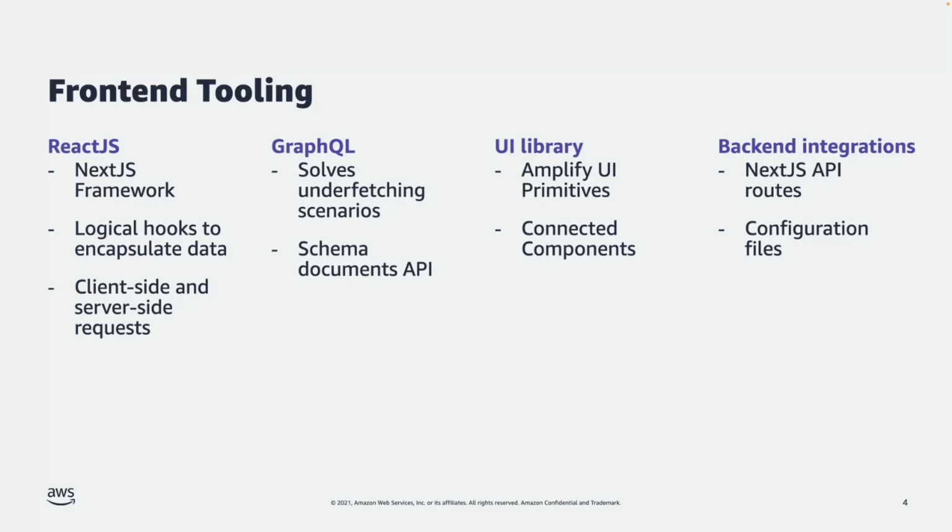Now, moving on from there, we have our UI library. Front-end developers oftentimes don't want to have to develop the same components over and over again. So instead, we'll take a look at how AWS Amplify helps ease that developer pain point by providing Amplify UI primitives as well as connected components. And then to wrap up the front-end tooling side of things, as I mentioned, we'll be using Next.js in addition to setting up some configuration files, so that way we can communicate with our backend team.